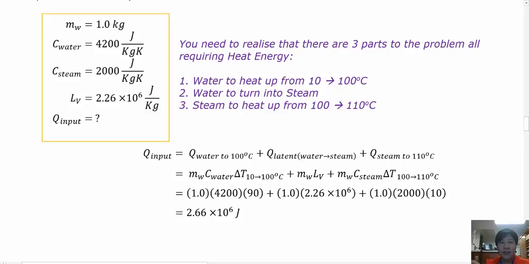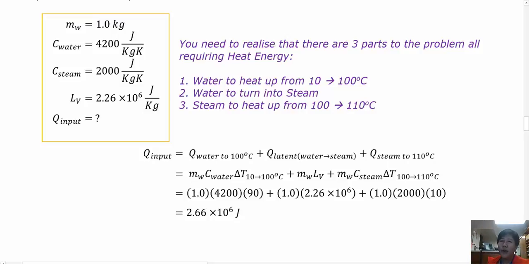Part one is heating the water up from 10 degrees to 100. Part two is to turn the water into steam, so that's the latent heat part of it. And then step three is the steam heating up from 100 to 110.